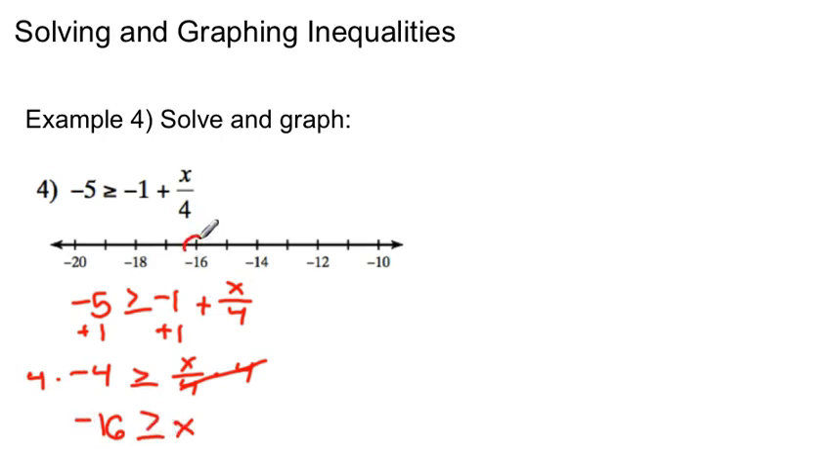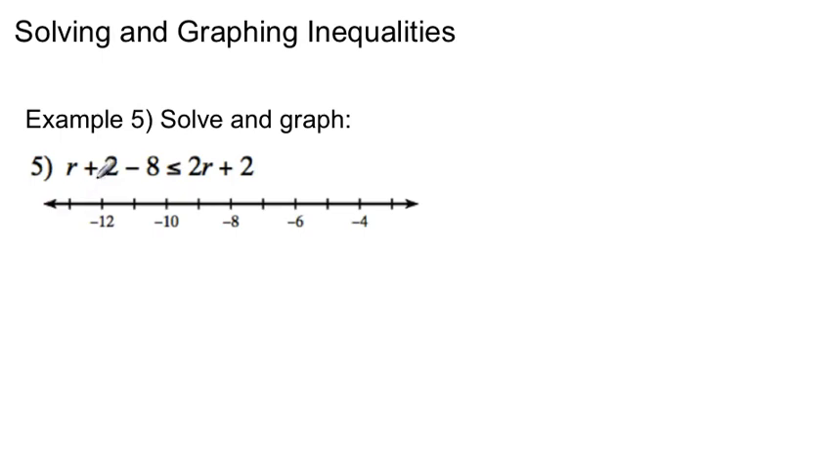Negative 16 is going to be greater than or equal to x, so notice that the x is smaller than negative 16, so I'm going to shade everything beneath that. And it could be equal as well, so I'm going to close in that circle and shade it as well. And there's my solution.